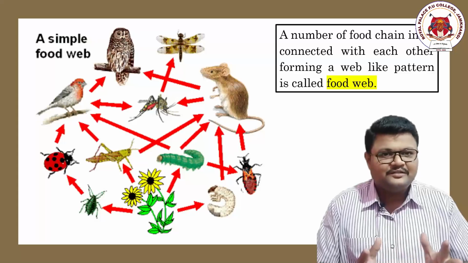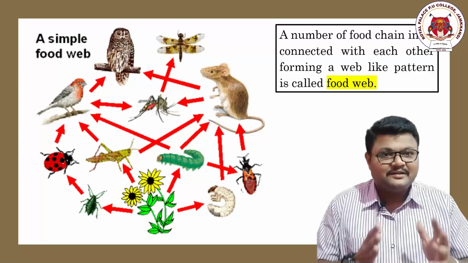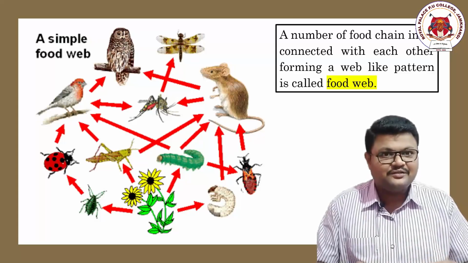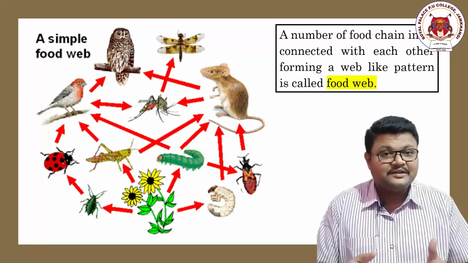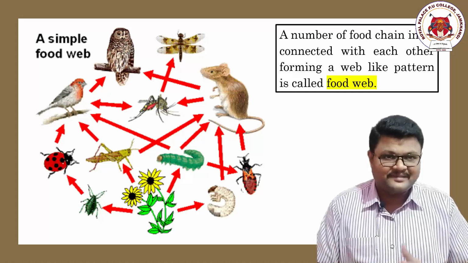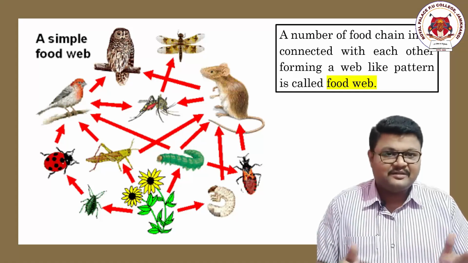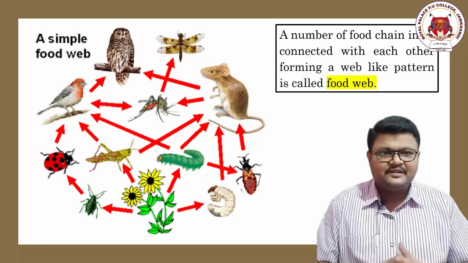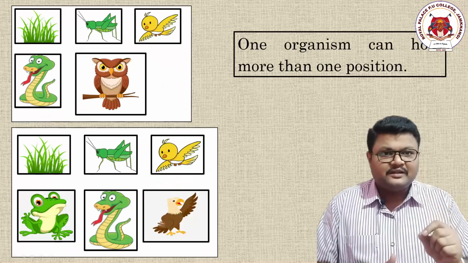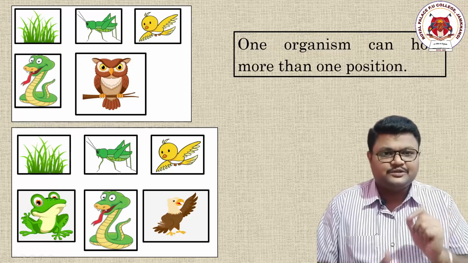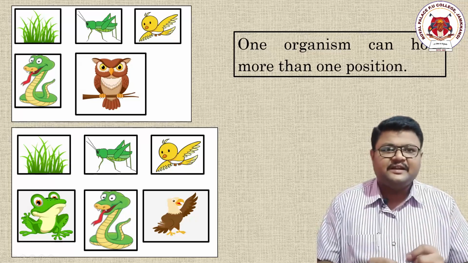So when these different varieties of food chains are interlinked, they give us the food web. So what is a food web? A food web is nothing but a series of food chains which are interconnected, because it gives us a web-like pattern. Simple, right? So from the diagram you can easily observe here. Now in this diagram you can see that one organism can hold more than one position. You can observe it very clearly.